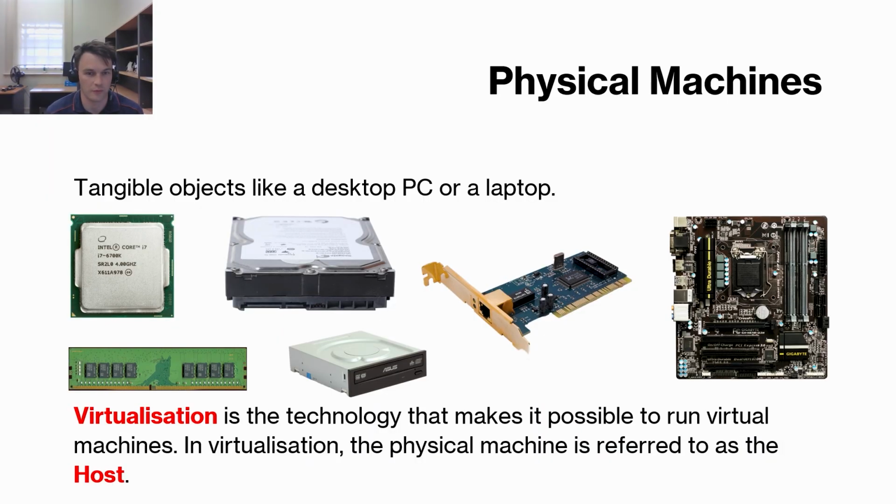So to help understand what a virtual machine is, it's just important to explain what a physical machine is first. So it's a tangible object, like our desktop PC, or could be this laptop that I have in front of me right now. And in my laptop, I've got an Intel CPU. I've got some memory. I've got a hard disk, an optical drive. It's got a network adapter in it, and a motherboard. And so virtualization virtualizes all of these components to run virtual machines.